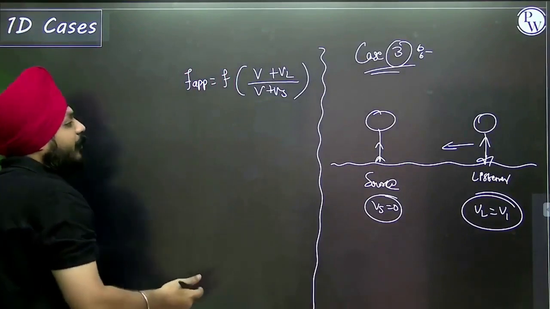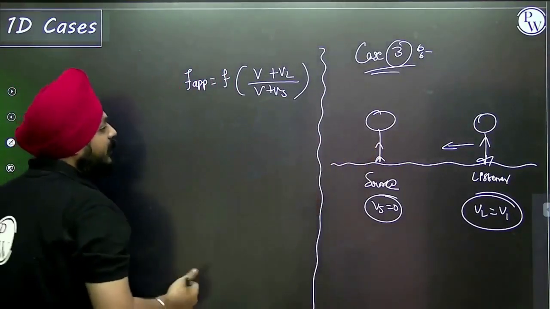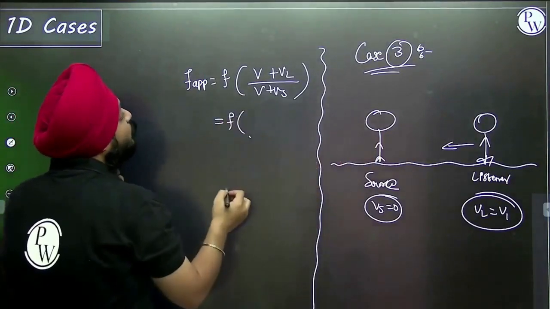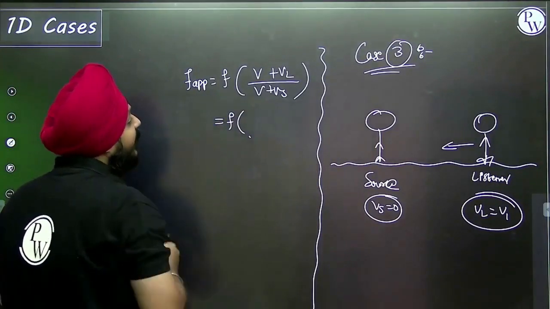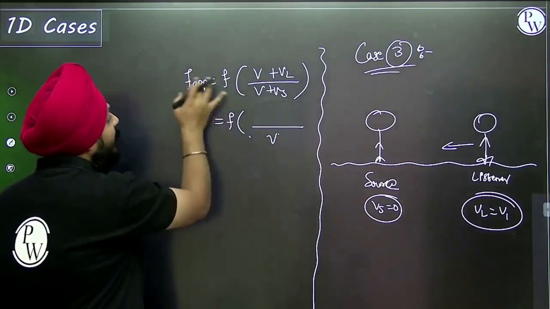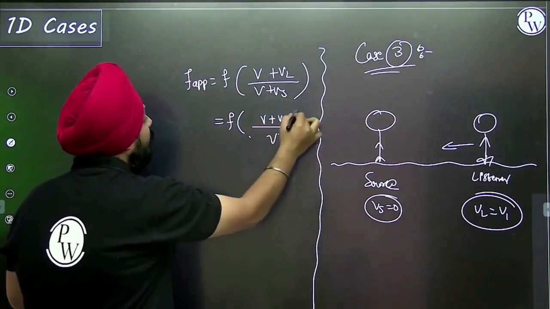So here, this is a source and this is a listener. Source velocity is zero, so it is F, V plus V of L. Now it is getting increased. So can I say this is V? If we need to increase the value of the apparent frequency, it's V plus V of L.